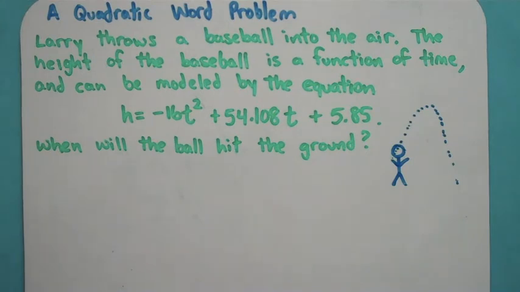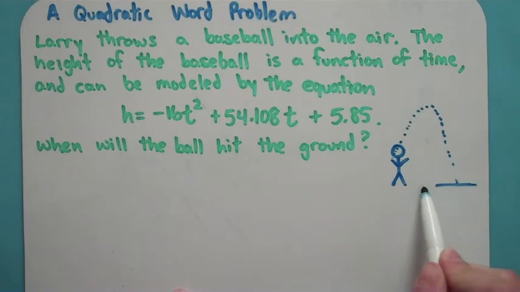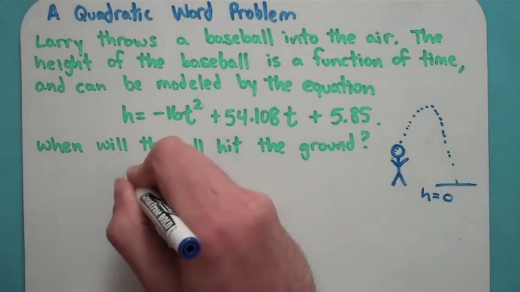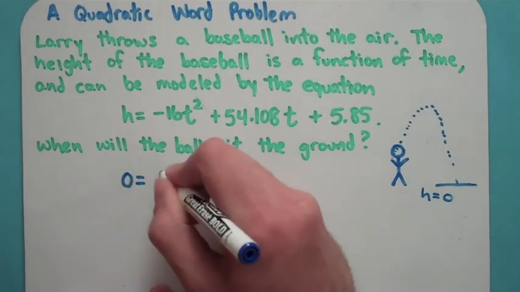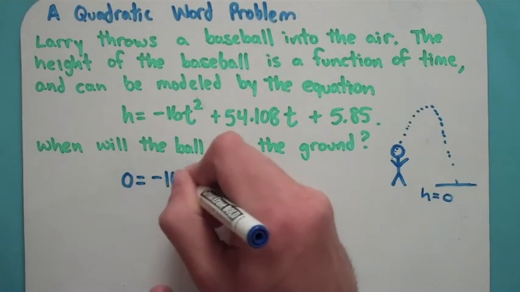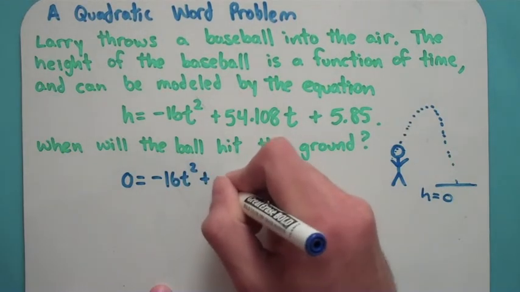So if you think about it, the ball hits the ground over here. And what do we know about the problem when the ball hits the ground? We don't know anything about the time. That's what we're looking for. We know the ball's height on the ground. So when it hits right here, its height is 0 because it's on the ground. So if the height is 0, we're going to plug in a 0 for h. And our job right now is to solve for t.